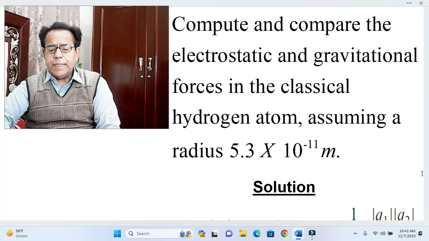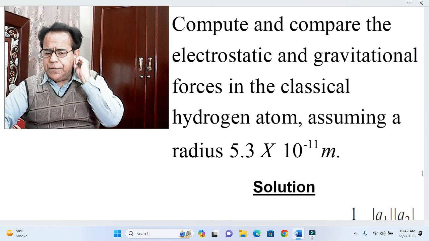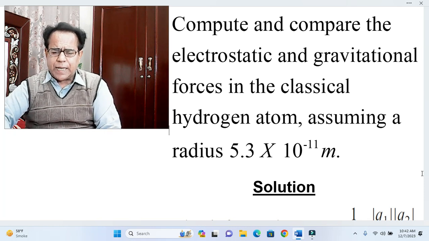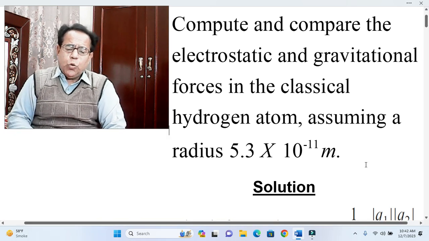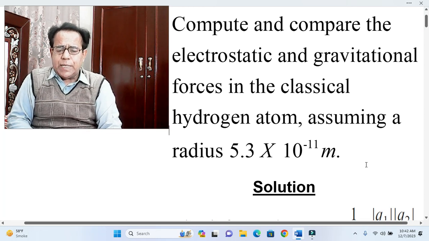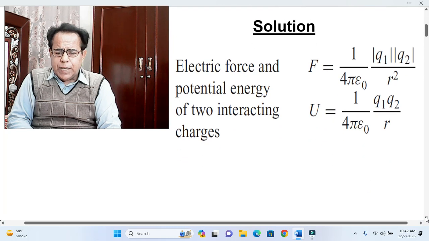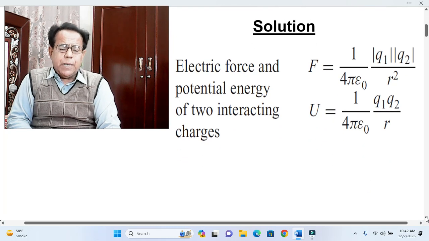Okay, dear students, not only do we have to compute, but also we have to compare which one is greater and which fraction it is. Two things: electrostatic force and then gravitational force. The formulas for these two are separate. Mostly Coulomb's law is applicable basically.